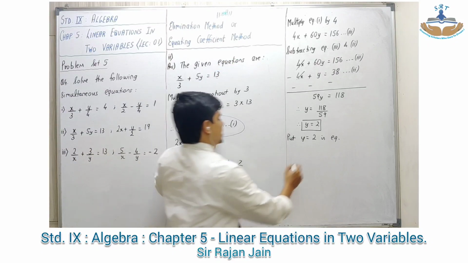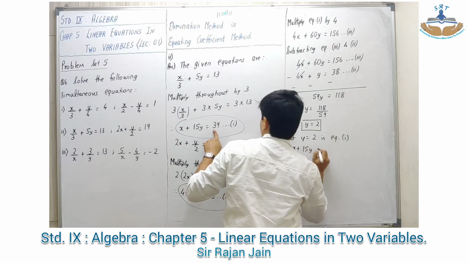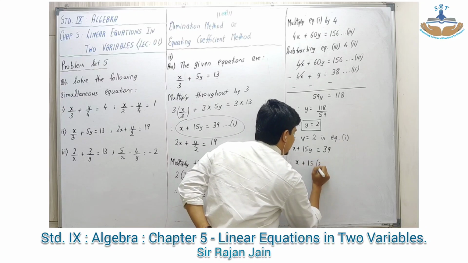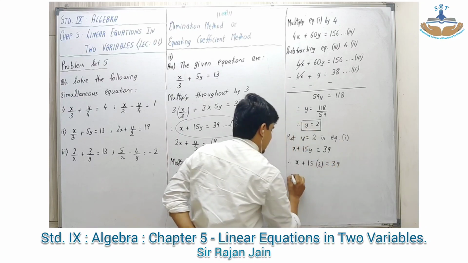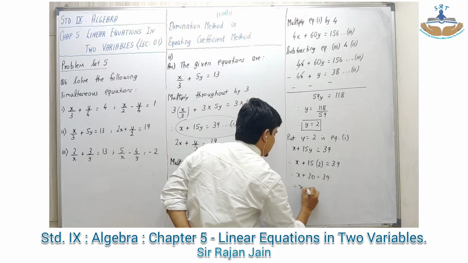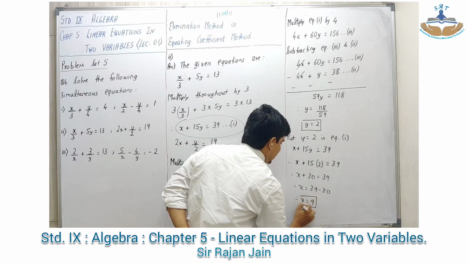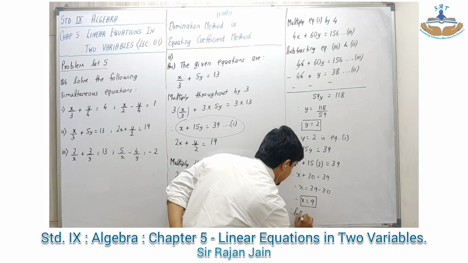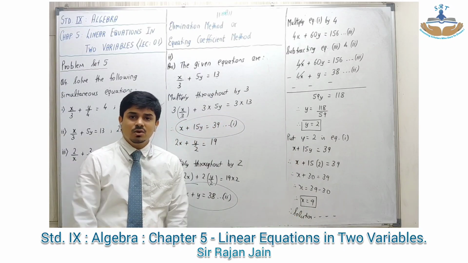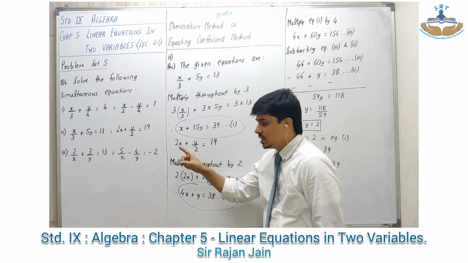I am putting it in equation number 1. So what will I get? x plus 15y is equal to 39. Therefore, x plus 15 into 2 is equal to 39. x plus 30 is equal to 39. x will be 39 minus 30. So your x will be equal to 9. Therefore, the solution of the equation is (x, y) equal to (9, 2). Clear? Now I come to question number 3.